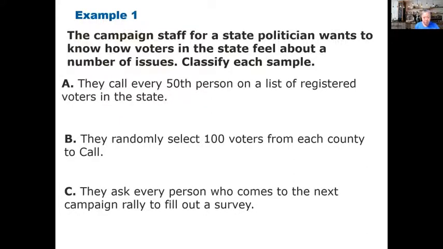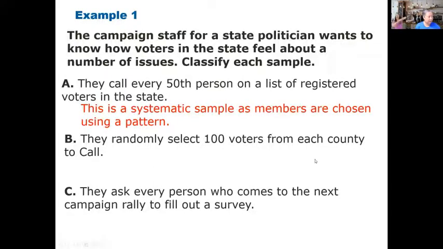So take a moment, go through the whole 6 methods that we just discussed, and guess which one is which. What could be the method for A? What could be the method for B? And what could be the method for C? So for A, they call every 50th person on a list of registered voters in the state. So that could fall into the method systematic.